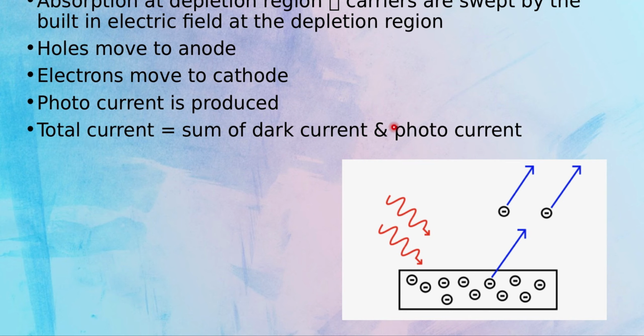And so we can also tell that the current that is emitted by the photodiode is the sum of the dark current and the photocurrent. Dark current is the current that is produced by the photodiode in the absence of light, whereas photocurrent is the current that is produced in the presence of light.